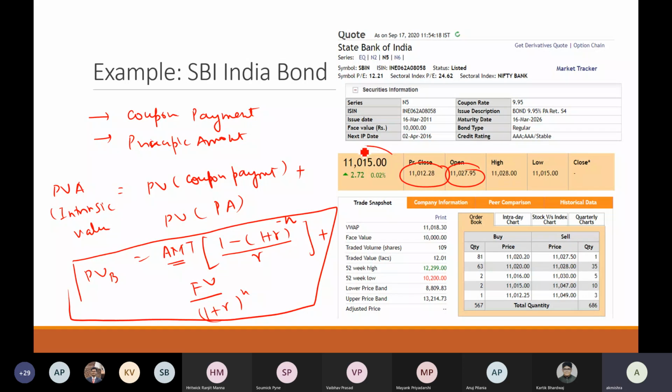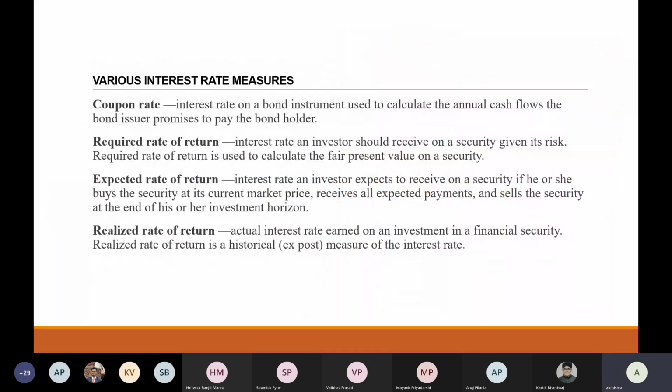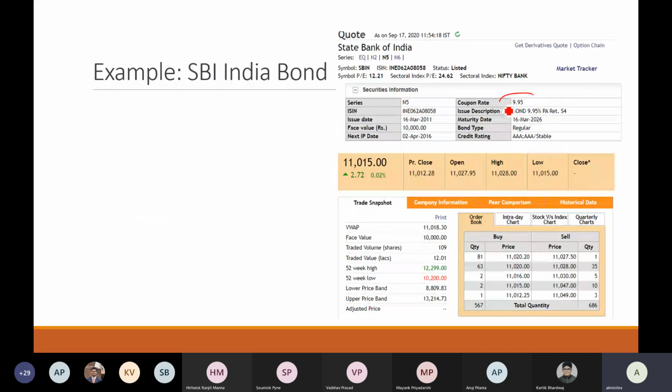So on this given date, September 17, 2020, the bond was traded at 11,015 rupee. Now we already know most of these concepts we have talked about. Coupon rate is basically the interest rate. Coupon rate, in this case, we are talking about this.